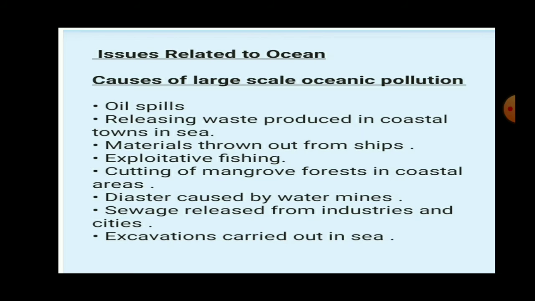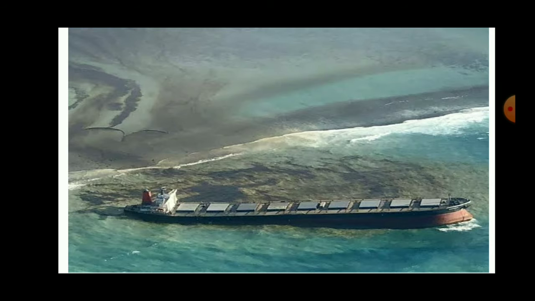Let us see what the causes of large scale oceanic pollution are. The first one, oil spill. Oil spill means that accidentally the mineral oil that these ships are carrying is spilled into the oceanic water. A layer of oil will spread over the oceanic water, endangering the aquatic flora and fauna. Oil being lighter, it will float on the water, and because of the presence of the oil layer, the level of oxygen will go down.